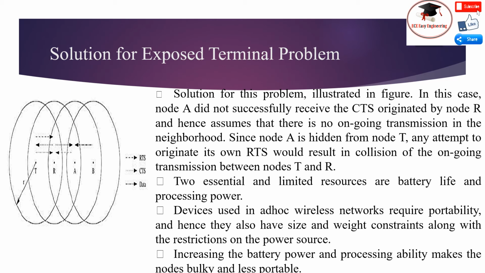Two essential and limited resources are battery life and processing power. Devices used in ad hoc wireless network require portability and hence also have size and weight constraints along with restrictions on the power source. Increasing the battery power and processing ability makes the node bulky and less portable.